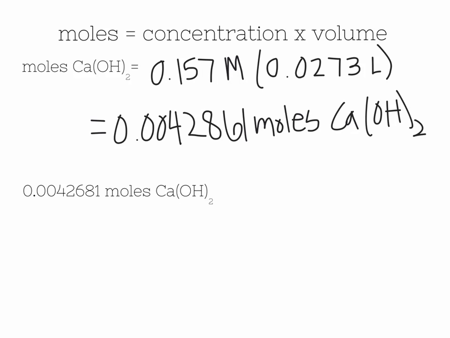Moles of calcium hydroxide equals 0.157 times 0.0273 liters. This will give us 0.0042861 moles of calcium hydroxide. Now we will use the moles of calcium hydroxide and the stoichiometry in the balanced chemical equation to find the moles of hydrochloric acid.